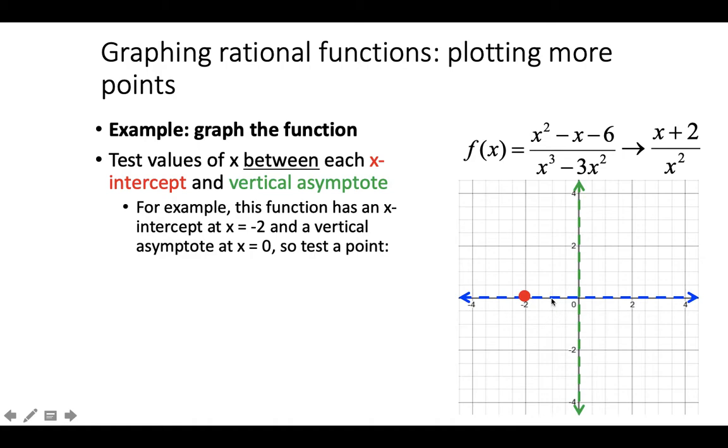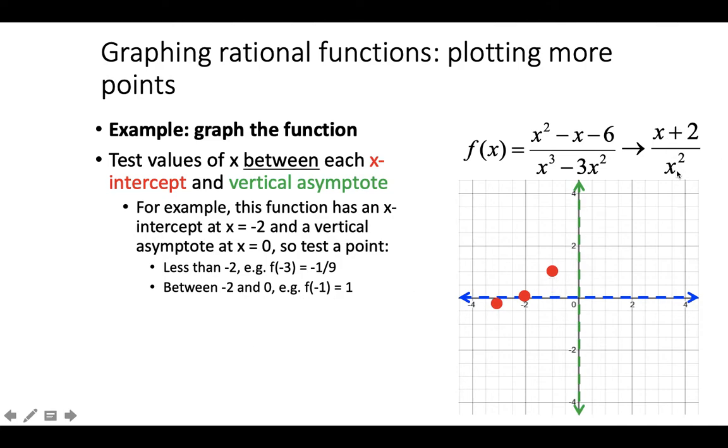For example, let's say for minus 3, what is the value of the function? We put minus 3 in the question here, and we get this point. Then for minus 1, we get this point from the calculation.